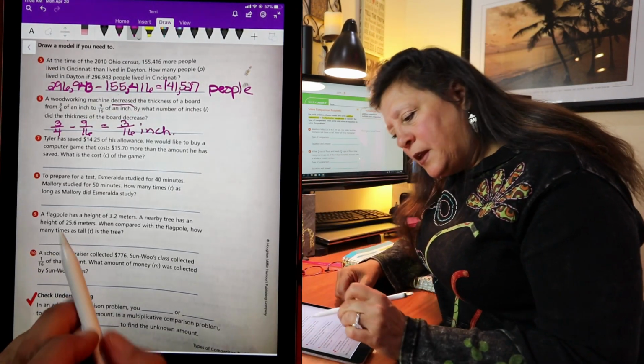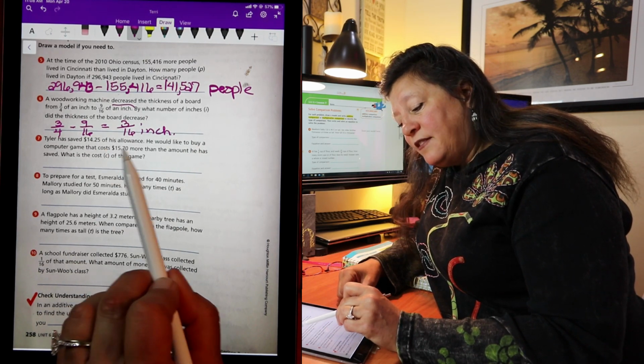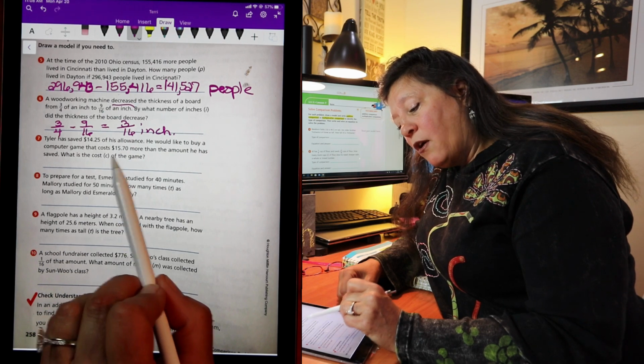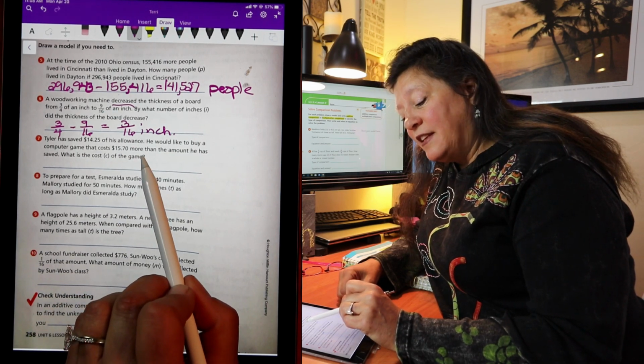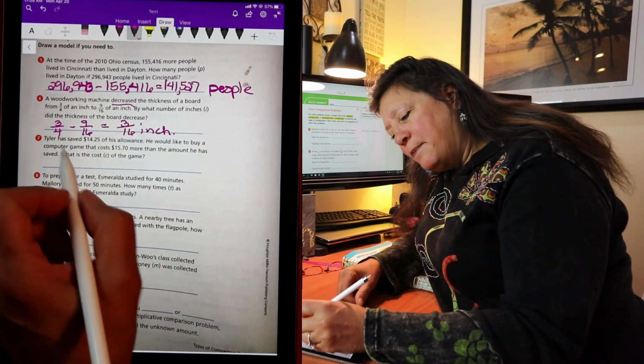Number 7, Tyler has saved $14.25 of his allowance. He would like to buy a computer game that costs $15.70 more than the amount he has saved. What is the cost of the game?